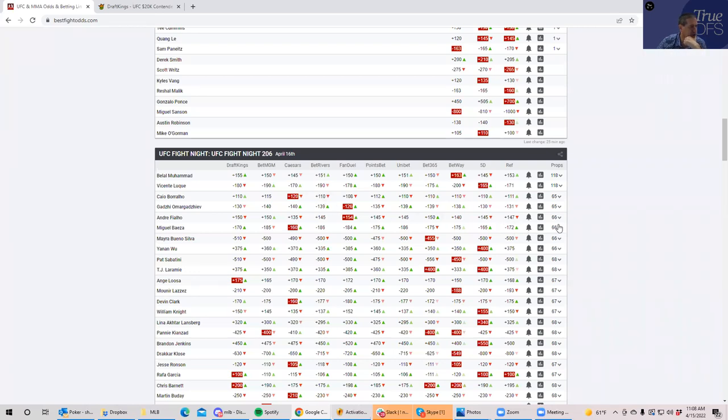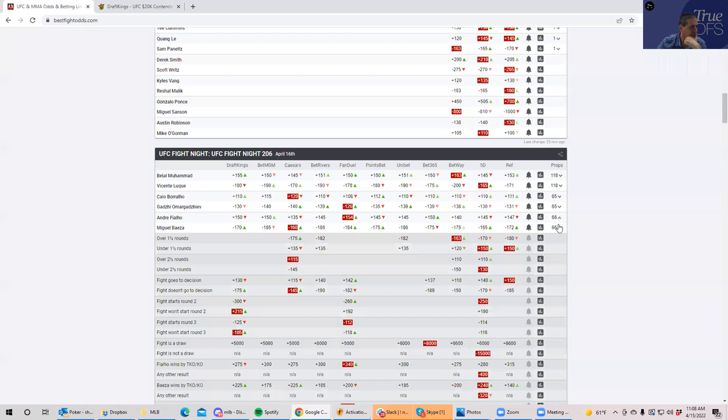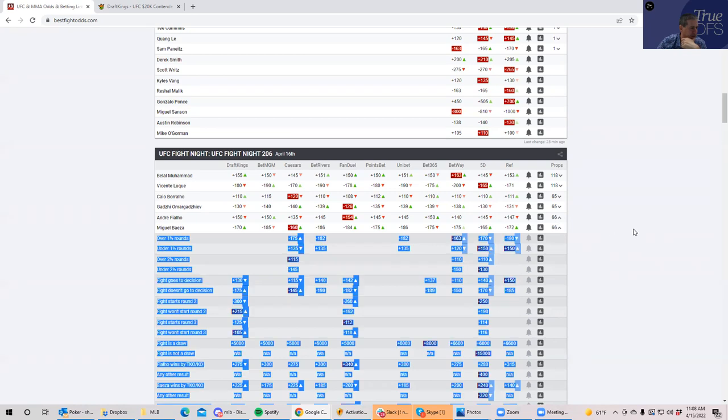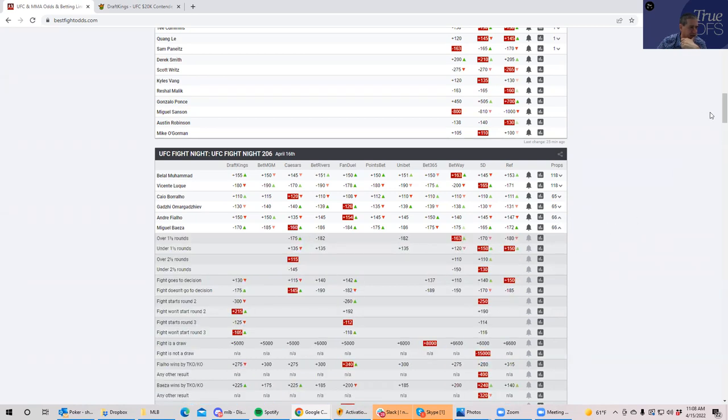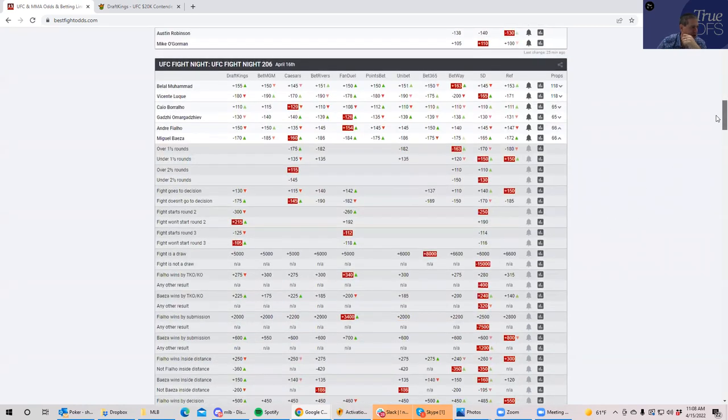I guess we're going to move down the card a little bit. Baeza Fiallo. This is another semi-strong inside the distance prop, and I think this is the end of it. So this is minus 175. And I want to break this down a little bit because, again, I like to fade too much of the consensus if the numbers don't back it up.